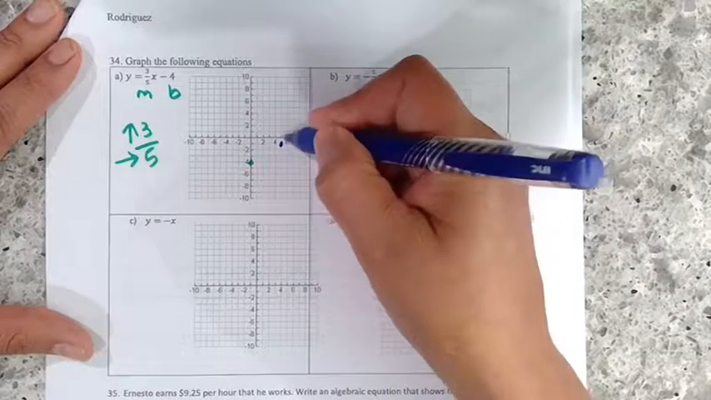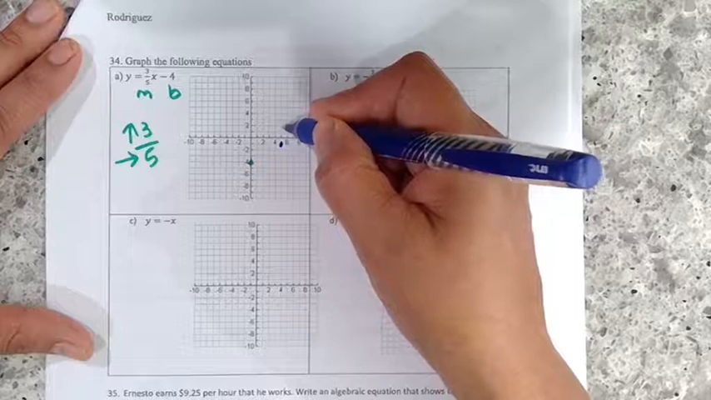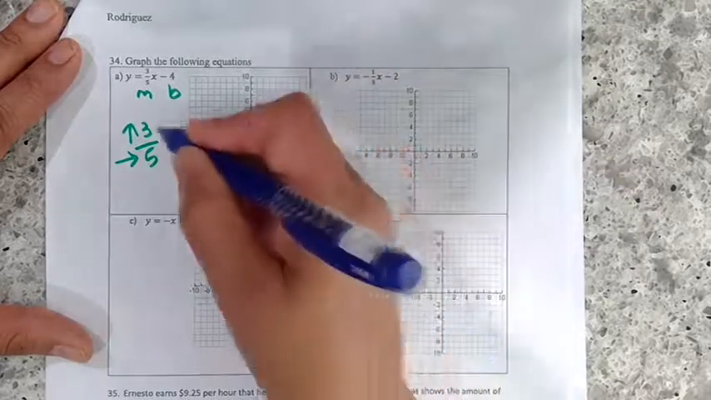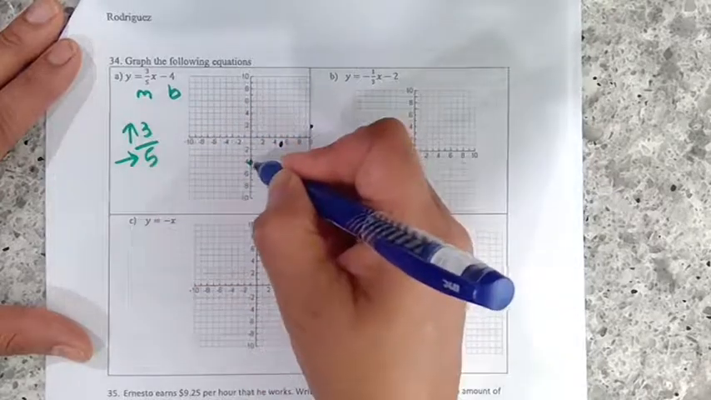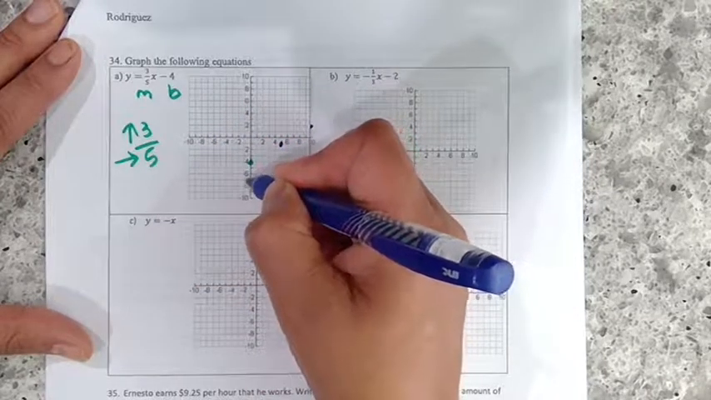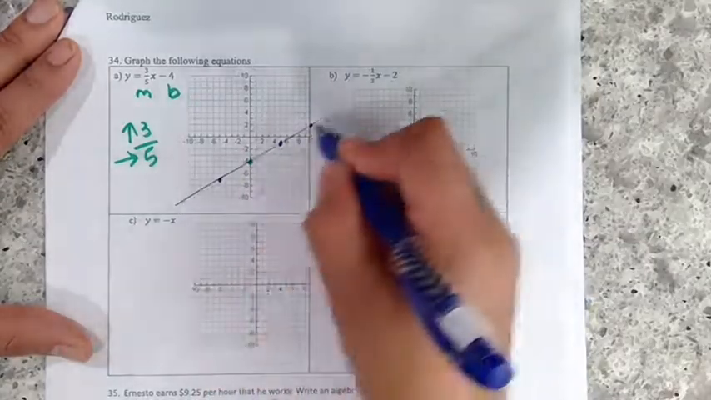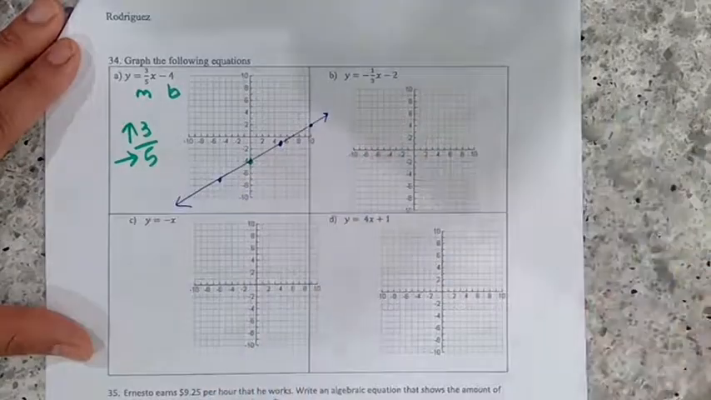And then you want to do that a couple times. Up 1, 2, 3. Something like that. And you can also go down 3, left 5 in the other way. There you go. Use a ruler, draw a straight line.